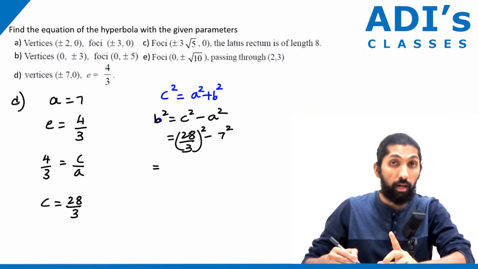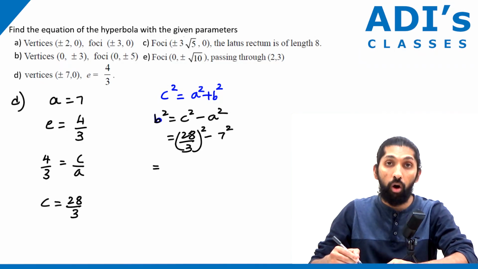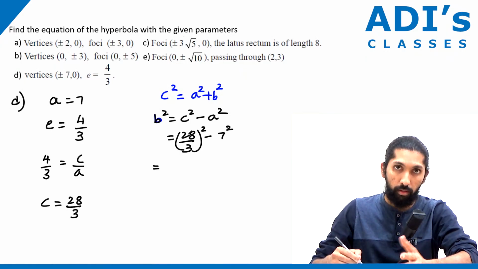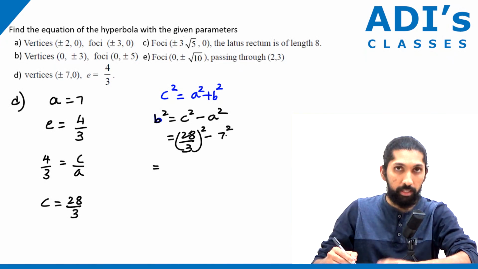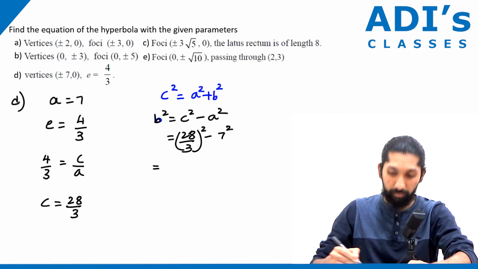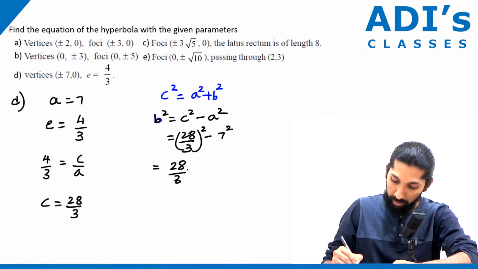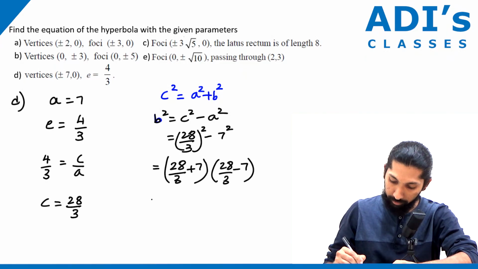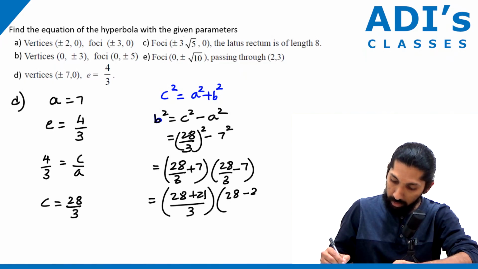Now, one thing you guys can do is use a square minus b square, a plus b into a minus b. Or if you do know the value of 28 square, you can do that also. Personally, I would prefer doing a plus b into a minus b, because after taking 49, you have to take LCM also. It's just a headache to do. 28 by 3 plus 7, a plus b into 28 by 3 minus 7. 28 plus 21 by 3 into 28 minus 21 by 3.